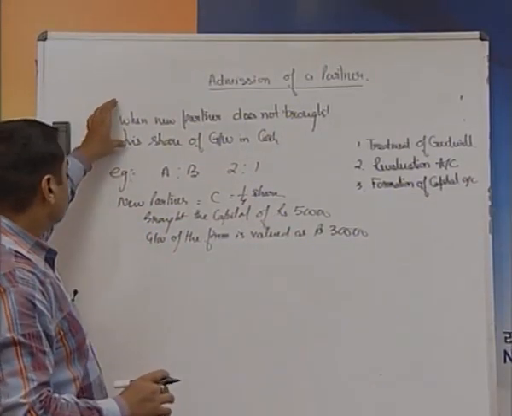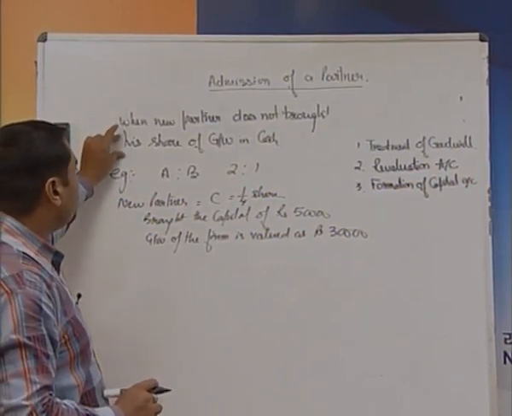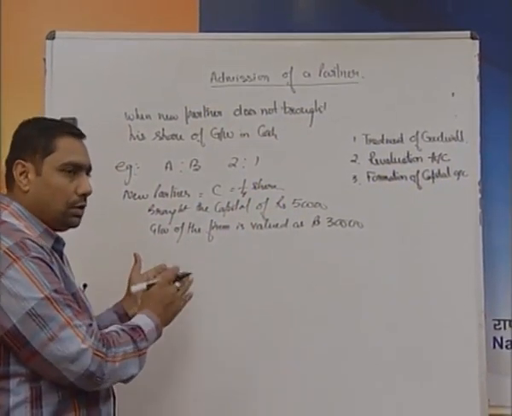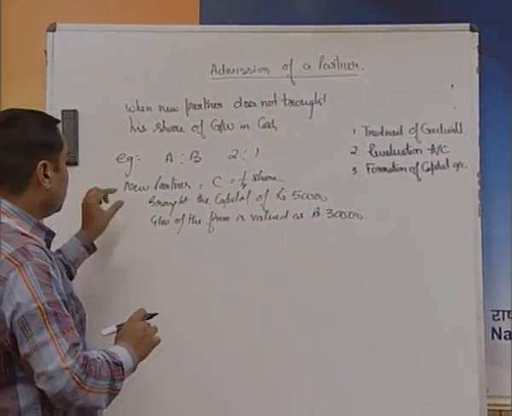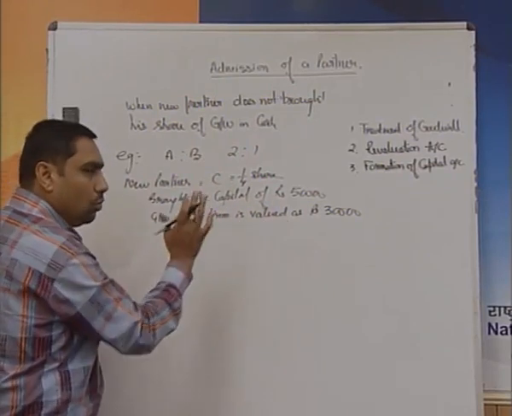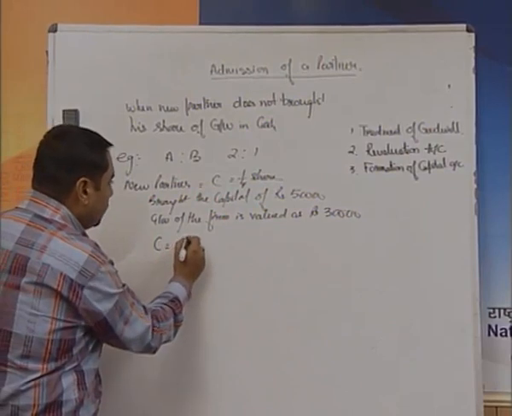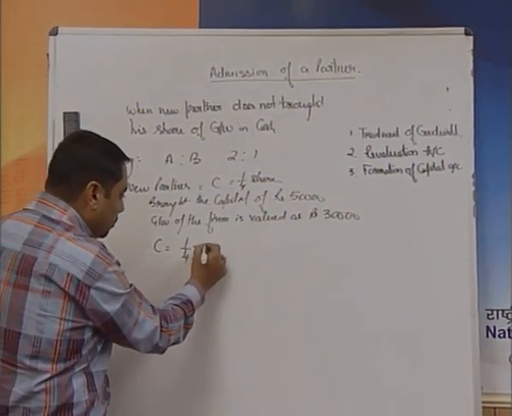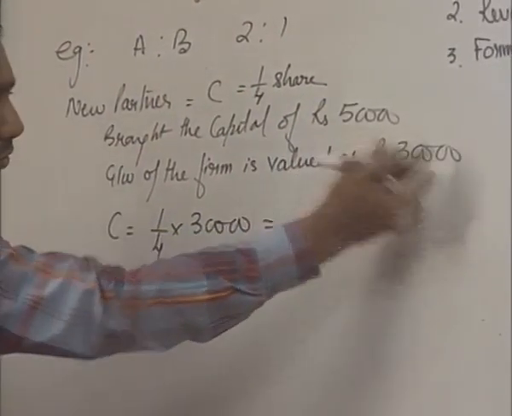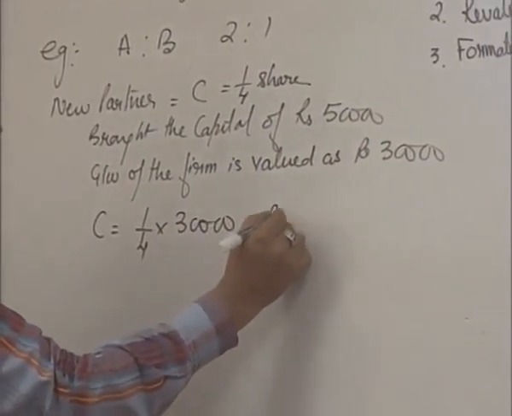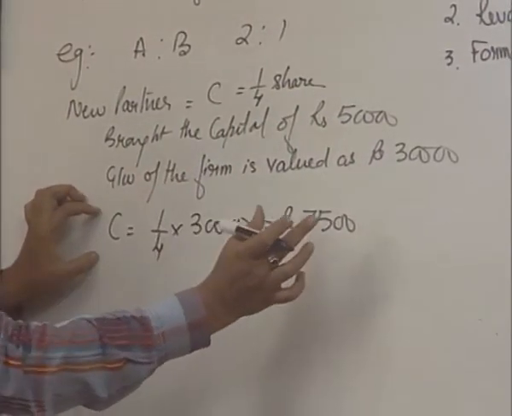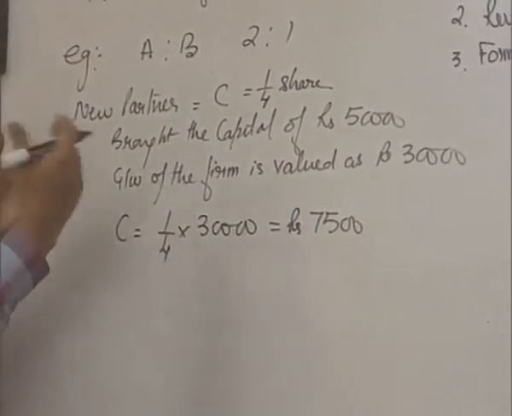So, our condition is when the new partner does not bring his share of goodwill in cash. If this is the question, then what entries are we going to pass in our books of account? The very first thing is to calculate C's share in goodwill, because this is the goodwill of the whole firm. C is going to join the business for a 1/4 share. So 1/4 of the total goodwill of 30,000 comes out to be rupees 7,500.